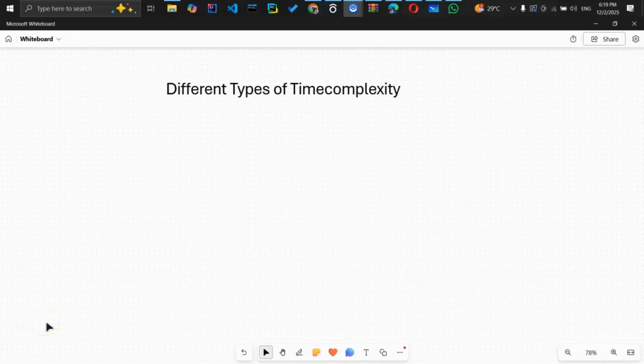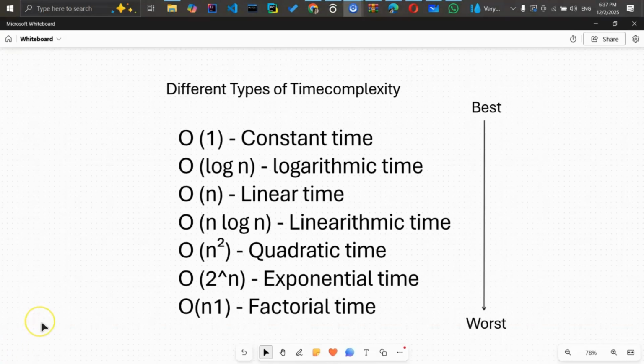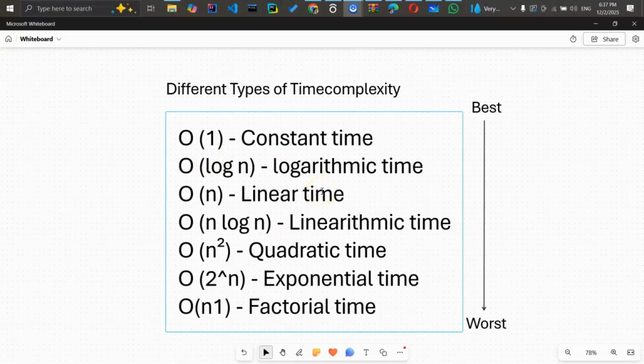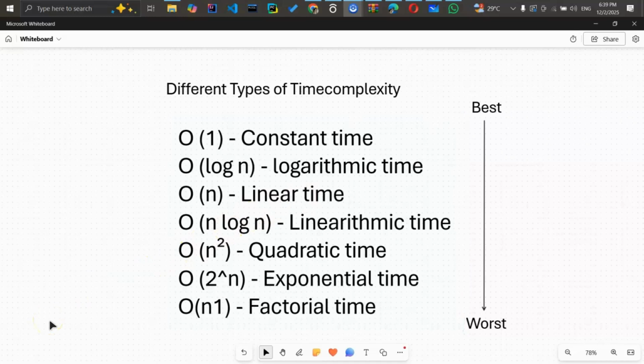Complexity has two types, which are time complexity and space complexity. What is space complexity? Space complexity is all about how much memory the algorithm uses. We have 7 different types of complexities in Big O. Here you can see them in order from best to worst. Don't panic. Let's learn one by one.